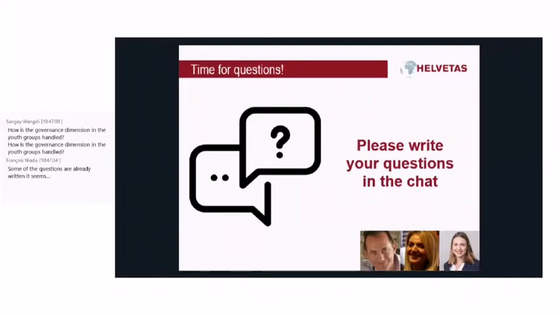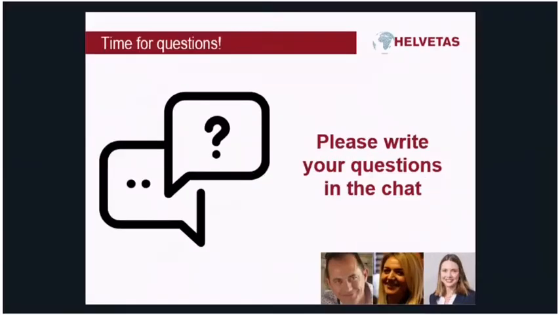So I will start with the first question that is about the role of the facilitator. We have a question from Abraham, who asks, who is the facilitator who initiates the first meeting for young people in the community? Is this person from Helvetas office, project staff? So I kindly ask Mimosa to tell us more about the role of the facilitator.